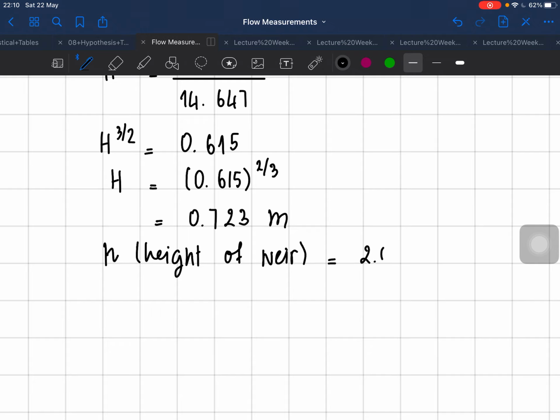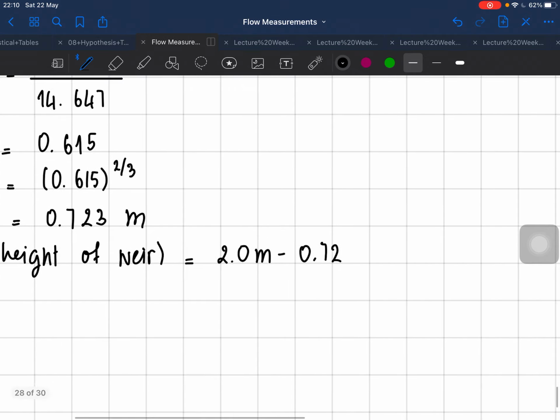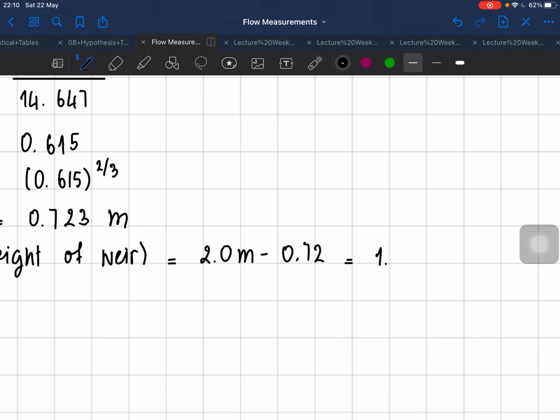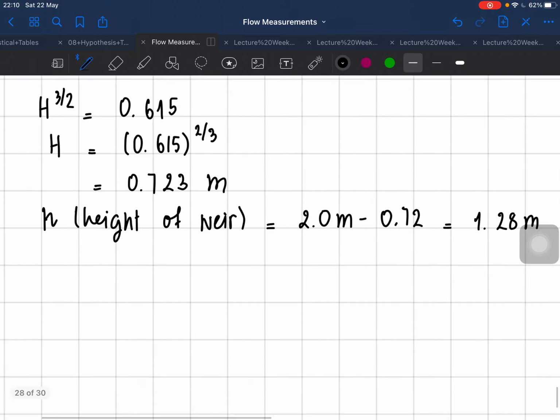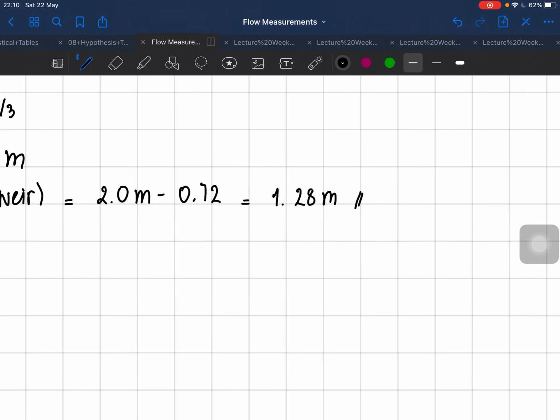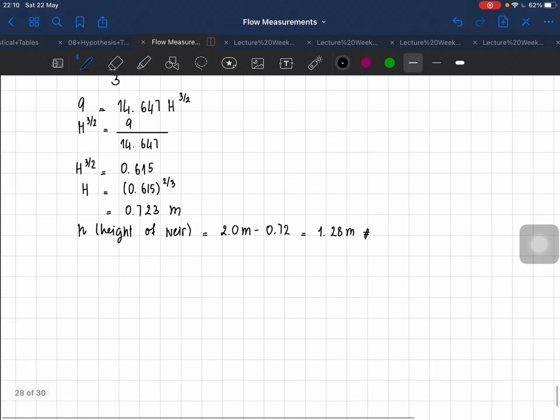So the height of the weir is 2 meters minus 0.72 equals 1.28 meters. So this is the answer. We're going quite a bit fast, right? Okay, so now we can continue to the next question.